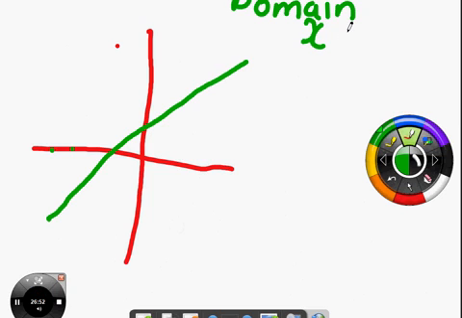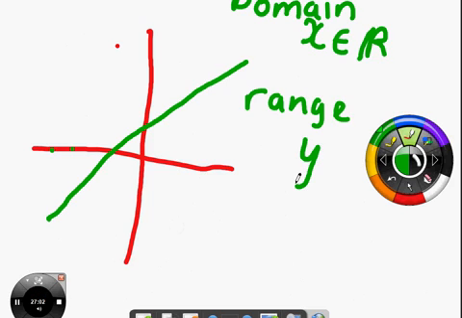So it means that the domain is x is an element of real numbers. It can be any number on the x-axis. And the range also is the same. Y is an element of all real numbers, because this line can cater for all values of x. So that's a bit of a summary in terms of the straight line. And remember, like I said, sometimes they can give you a straight line with conditions.